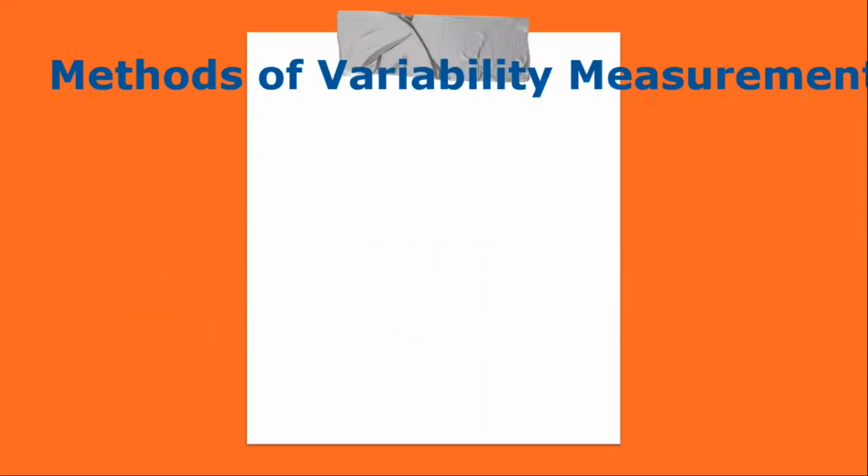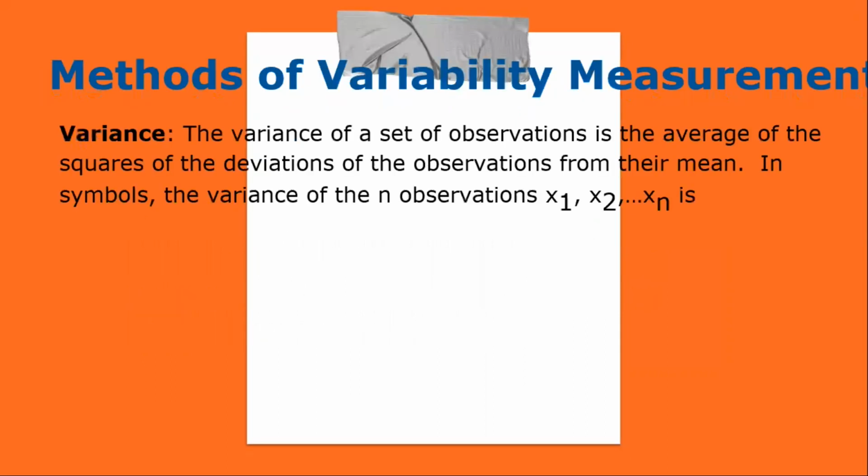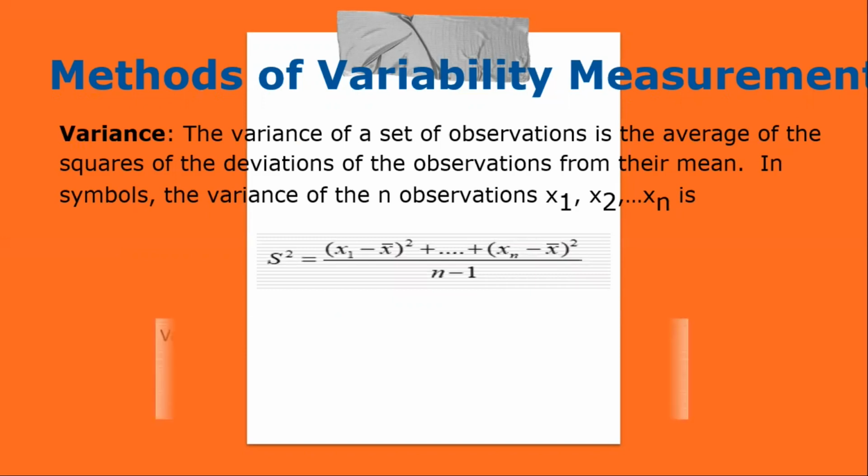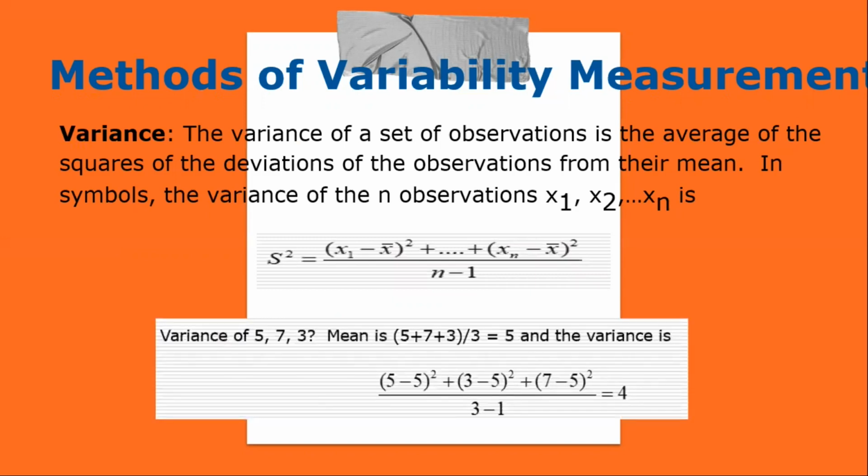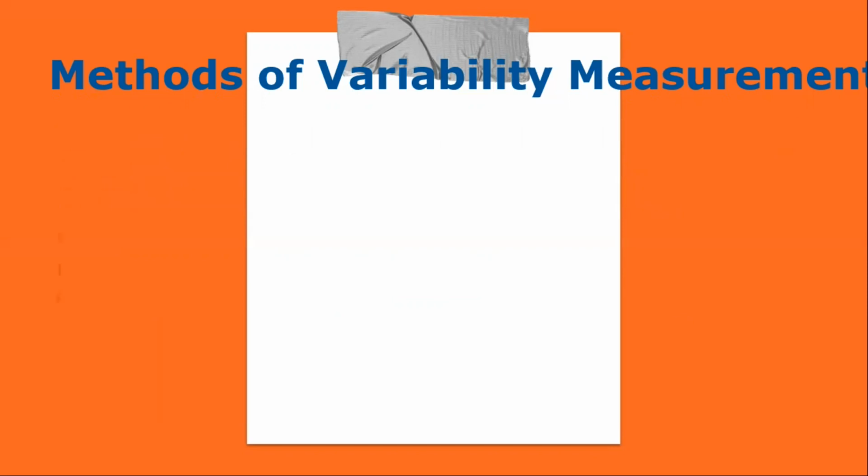Methods of variability measurement. Variance. The variance of a set of observations is the average of the squares of the deviations of the observations from their mean. Variance of 5, 7, 3: the mean is (5 + 7 + 3) divided by 3, which equals 5, and the variance is ((5 - 5)² + (3 - 5)² + (7 - 5)²) divided by (3 - 1), which equals 4. Standard deviation: the square root of the variance. The standard deviation of the example is 2.